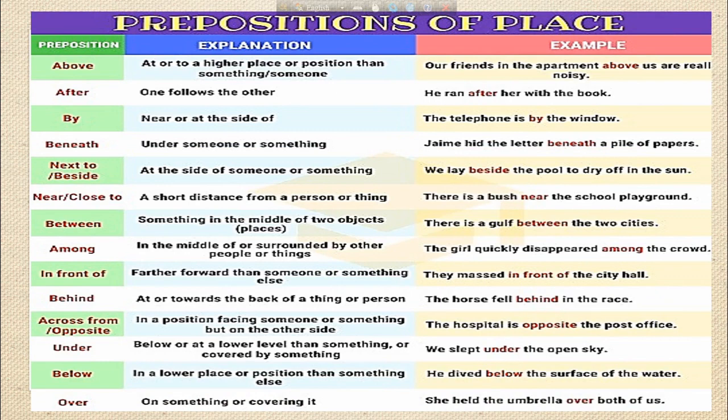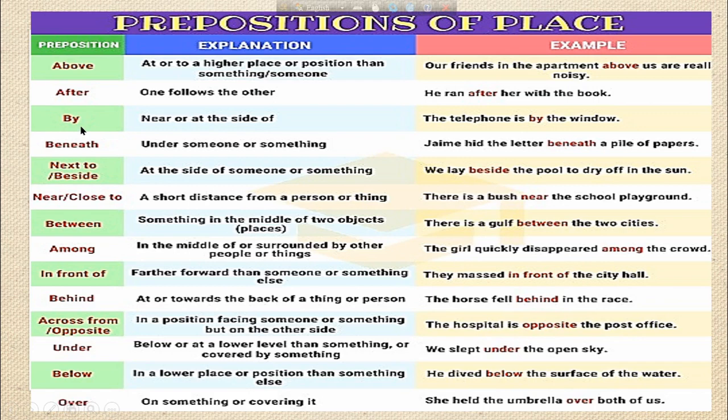For example, above is a preposition of place. We use above to mean at or to a higher place or position than something or someone. For example, our friends in the apartment above us are really noisy. After is used to mean one follows the other. He ran after her with the book.